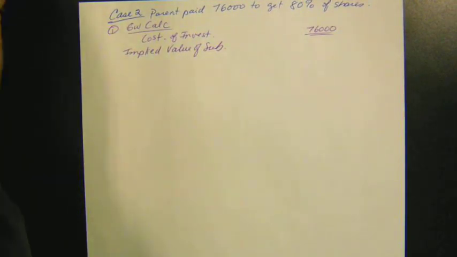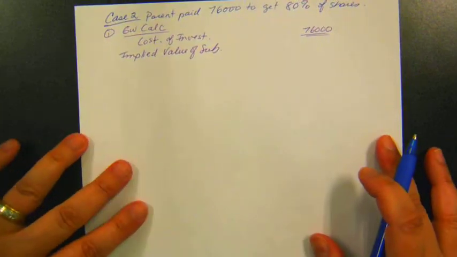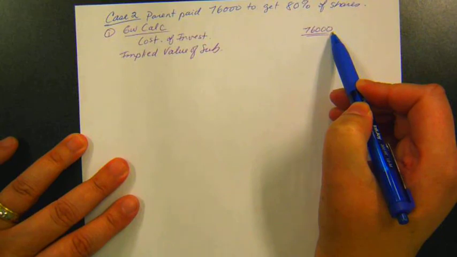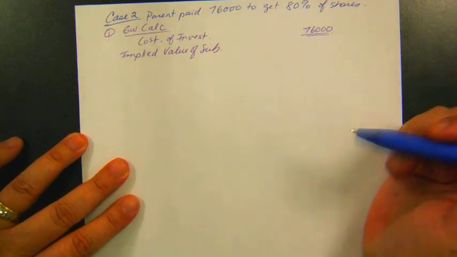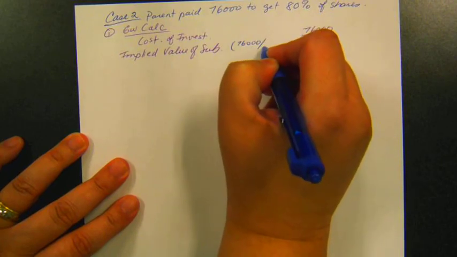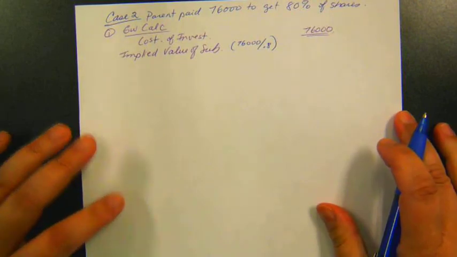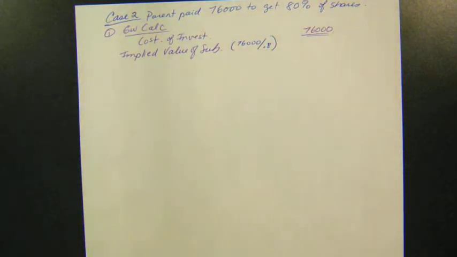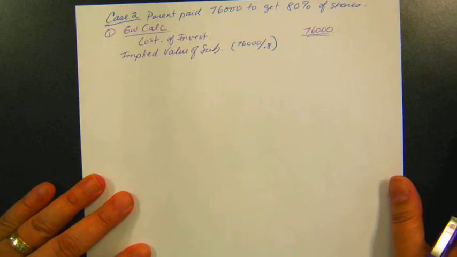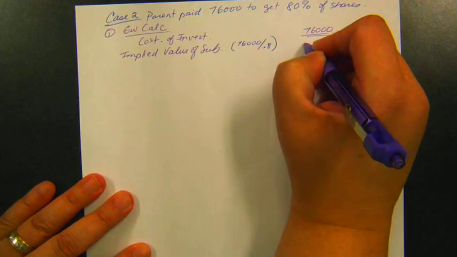Now, how did we calculate that? If this represents 80%, what represents 100%? So how do we calculate it? 76,000 divided by 0.8. Everybody good with that? I think in the notes I did a little ratio to show you mathematically. You guys don't care, you just want to know how to get it. That's okay, been there. Okay, so implied is going to be 95.